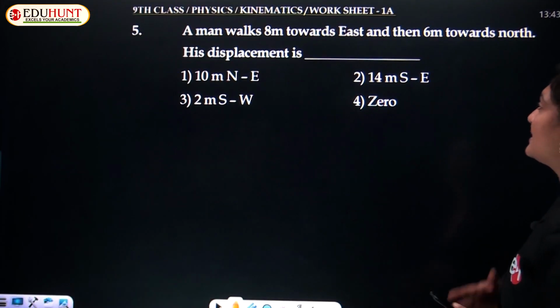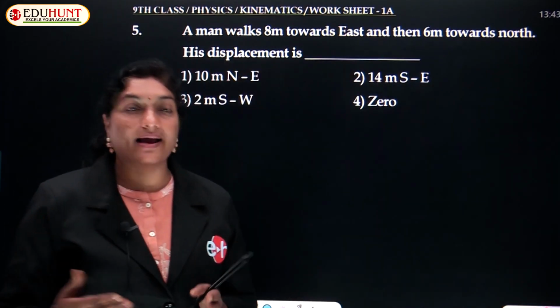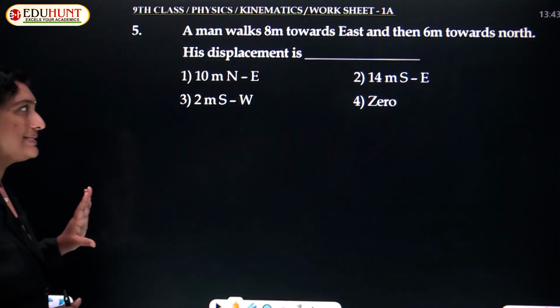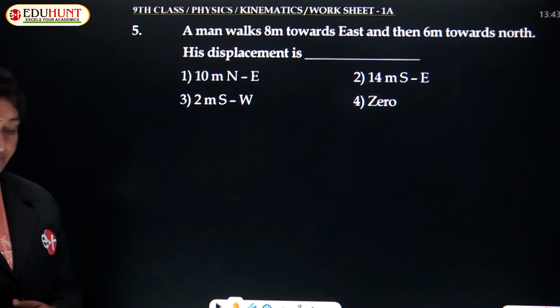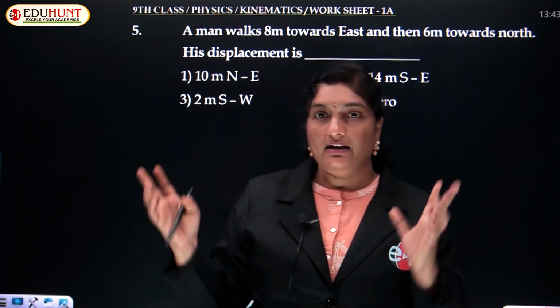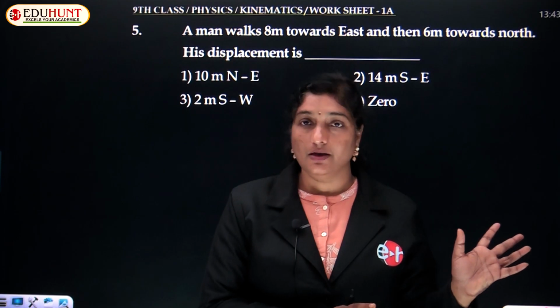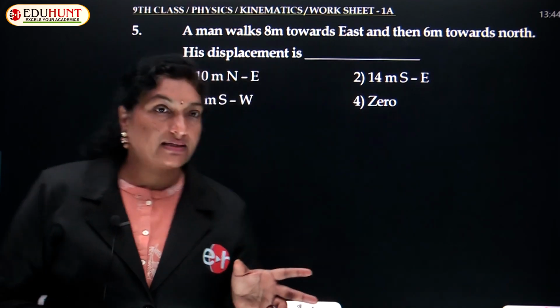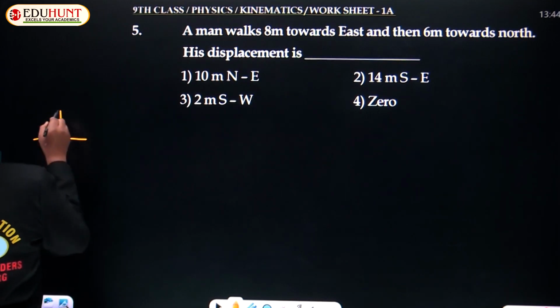A man walks 8 meters towards east, 6 meters towards north, and his displacement is... This problem can be solved in 2 methods, children. In the method of IJK vectors. Okay, so both methods I'll explain. So, wherever it is comfortable, we'll go with that.